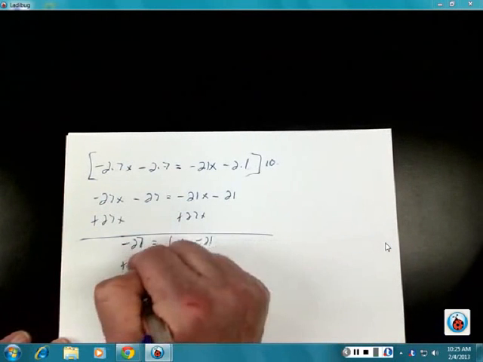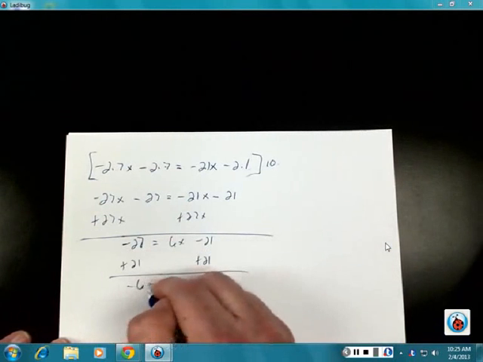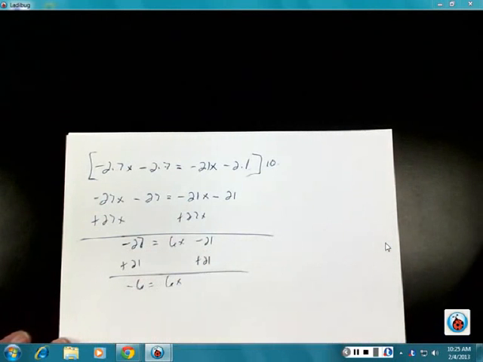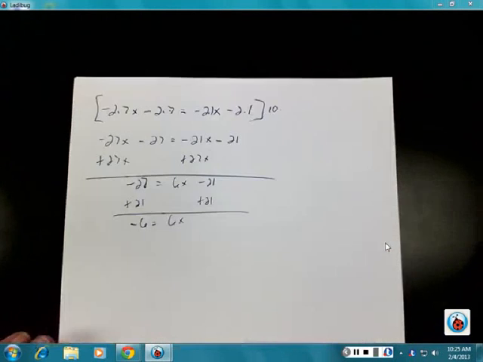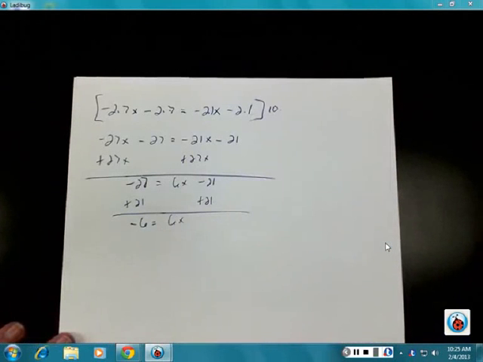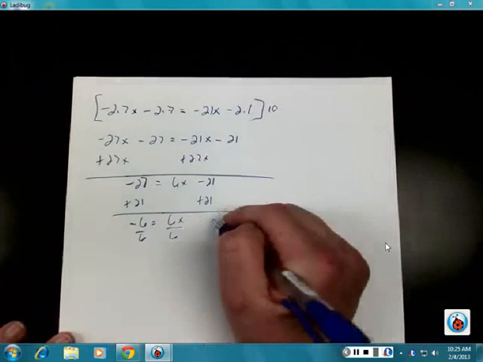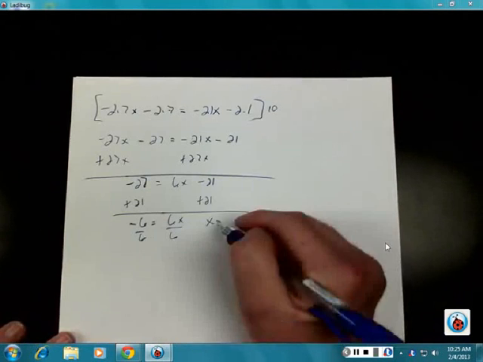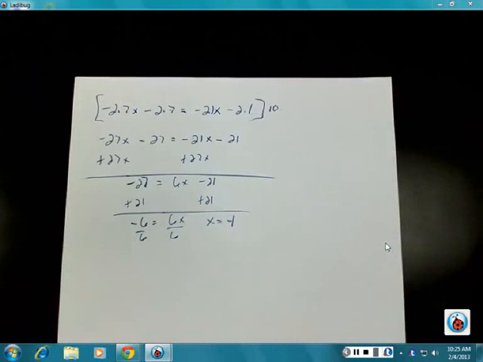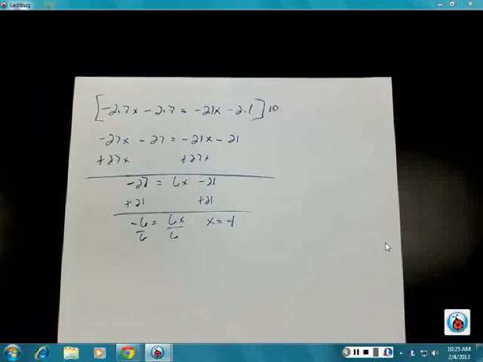Now realize your numerical part can be negative. That's not the one that causes you problems. It's the variable that does. Divide by 6, and I find x is equal to negative 1. So your numerical part can be positive or negative, but your variable has to always be positive.